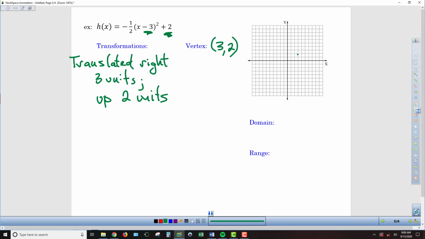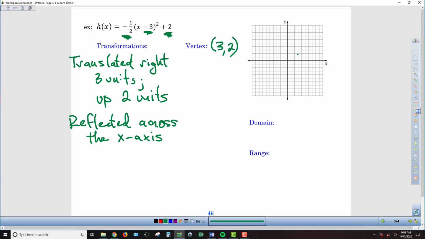Now we have to deal with the -1/2 that's out front. First of all, the fact that it's negative is separate from the 1/2. The negative sign means that we're going to be reflected across the x-axis. So that means our parabola is going to be opening down instead of up. We're going to have a downwards facing parabola because of that negative sign.